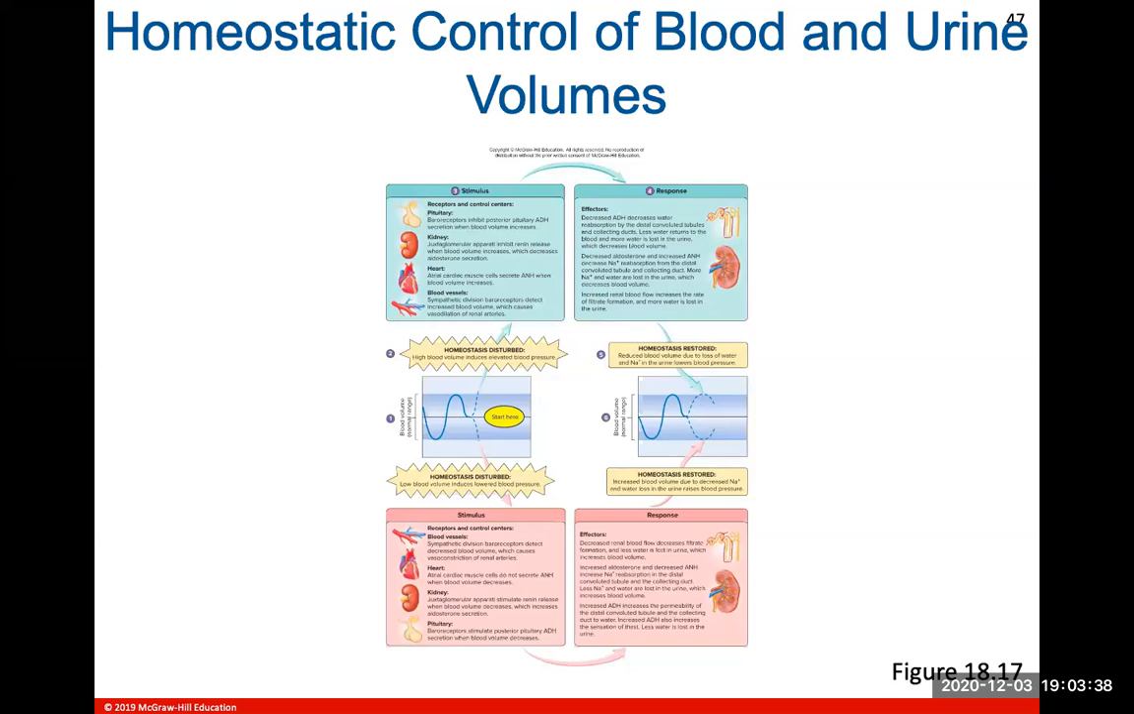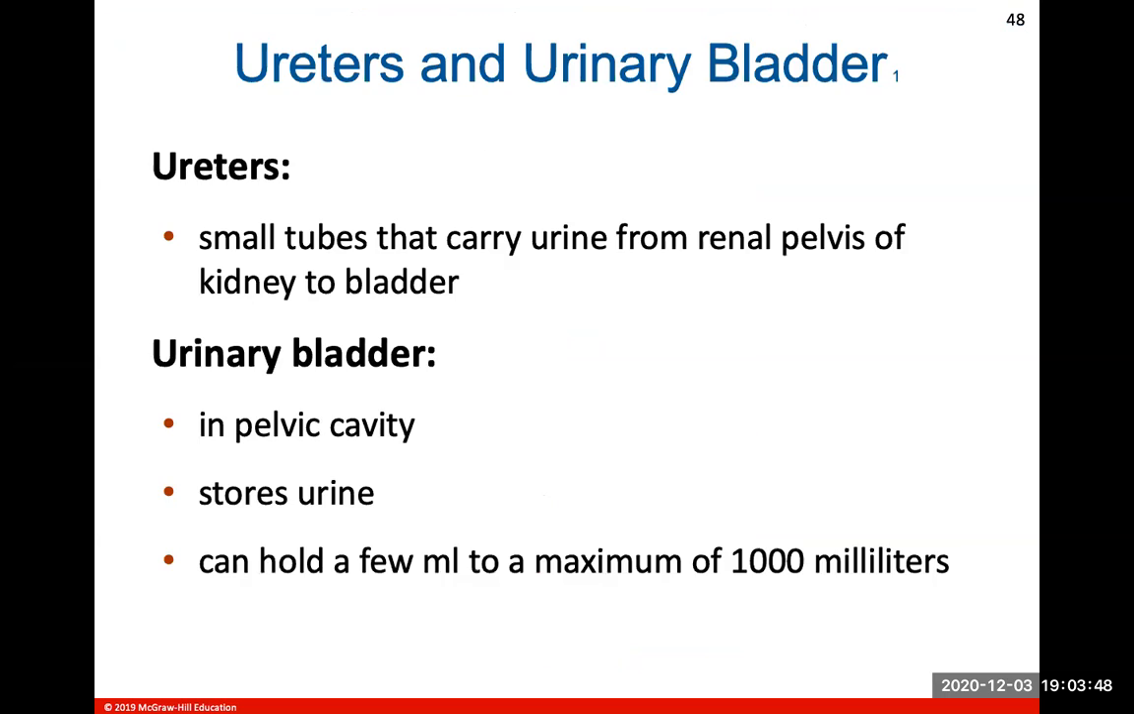So this takes you through some of the homeostatic controls of blood volume from these two different hormones, whether it's antidiuretic hormone or ANP, and I'll let you read through those on your own.